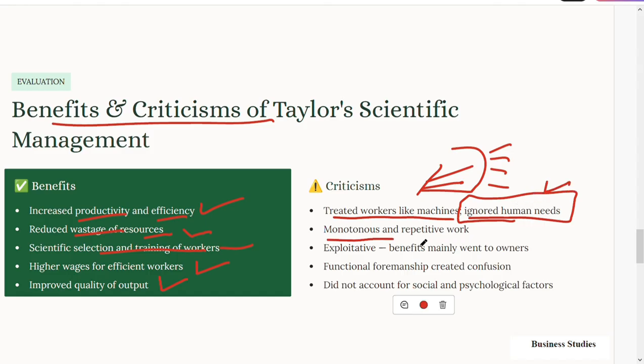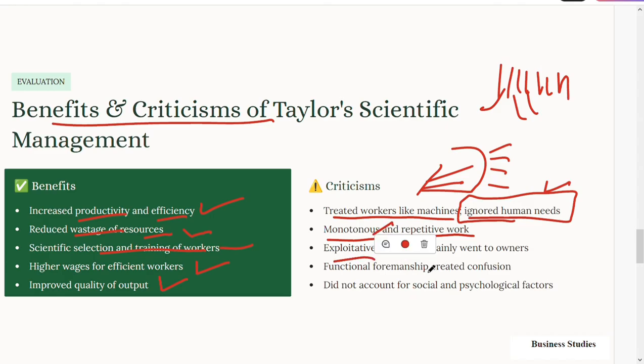Monotonous and repetitive work. He is dividing the work into very small parts and giving one work to one person. So the person is doing a small activity but a number of times, so that becomes monotonous over a period of time. Exploitative. The benefit went to the owners, because he is treating the people like machines and he is trying to get the maximum out of employees, and obviously the profit and maximum productivity go to the management, right?